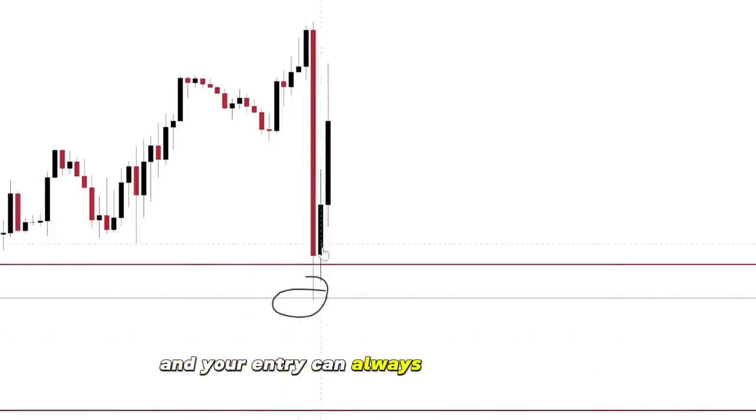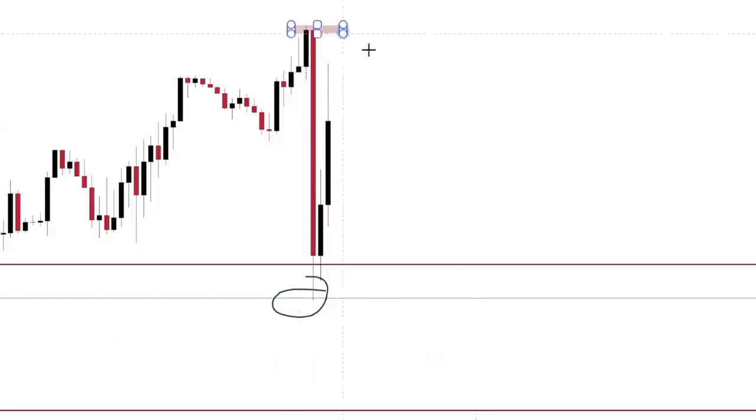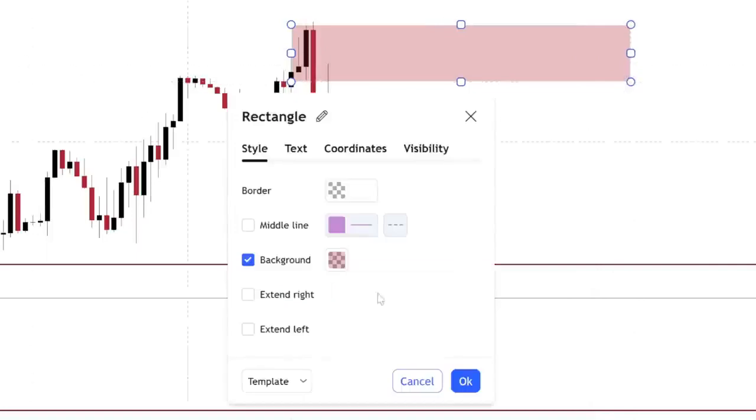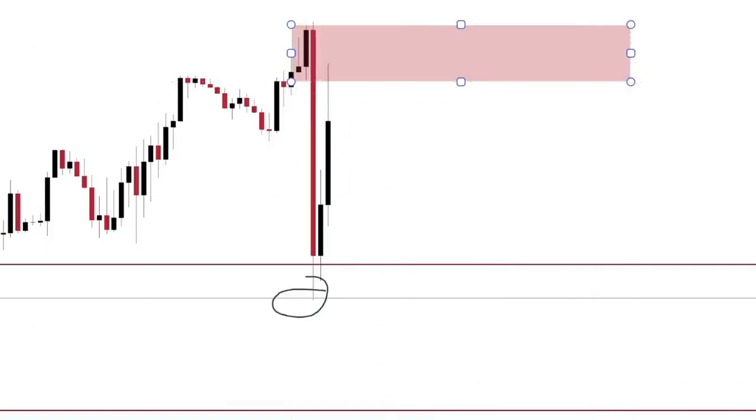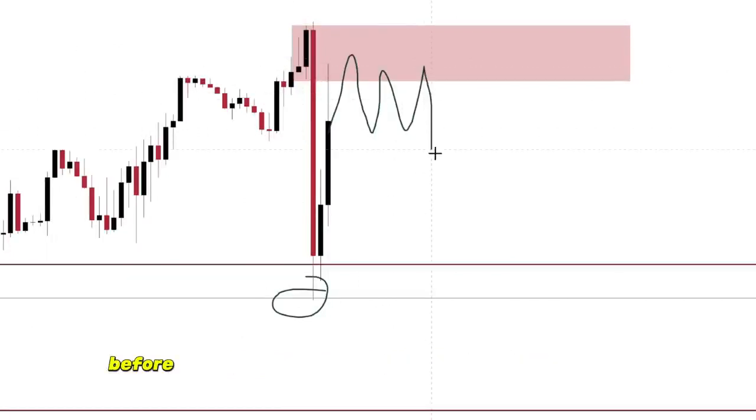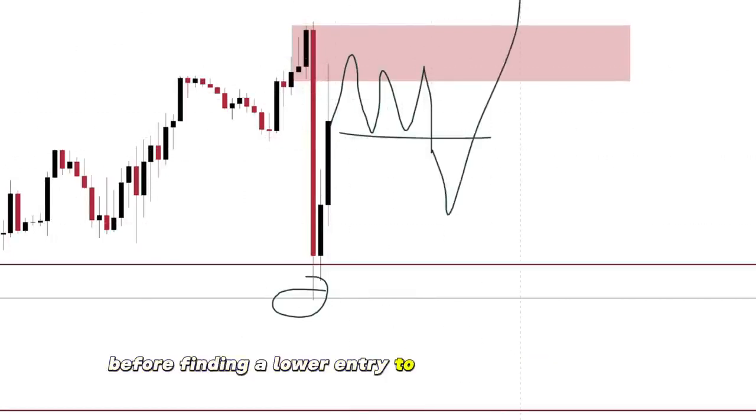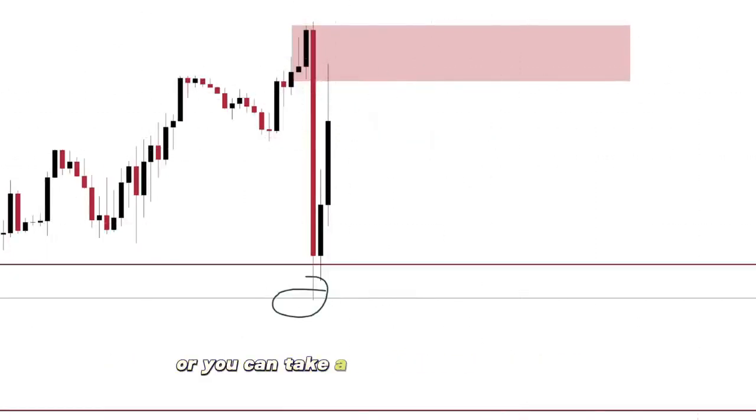And your entry can always be a candle close, or it could be a continuation by breaking out of this base. Price will tap this level a few times before finding a lower entry to break out of this range, or you can take a continuation once price breaks this structure.